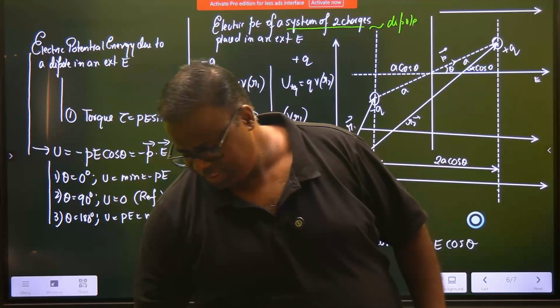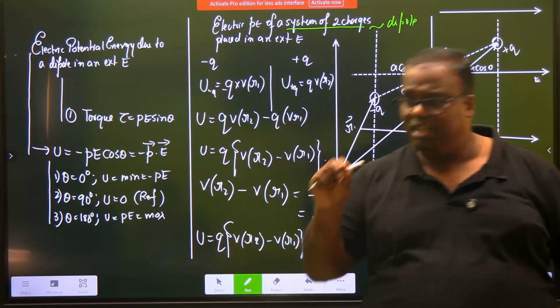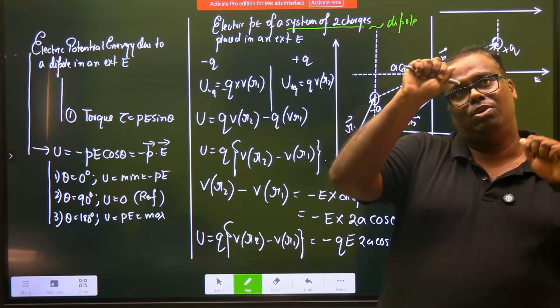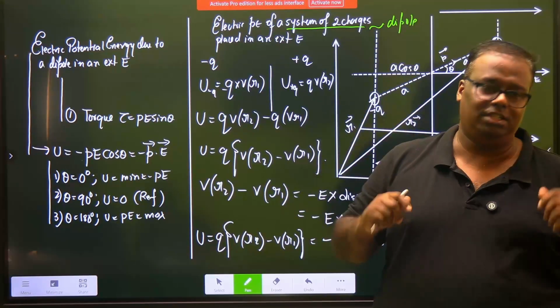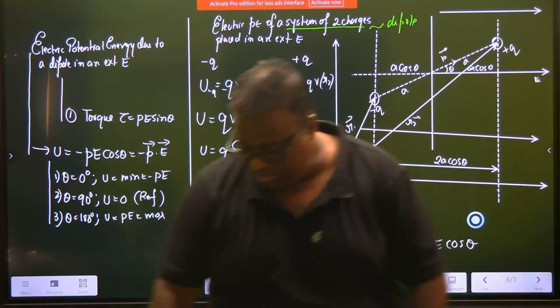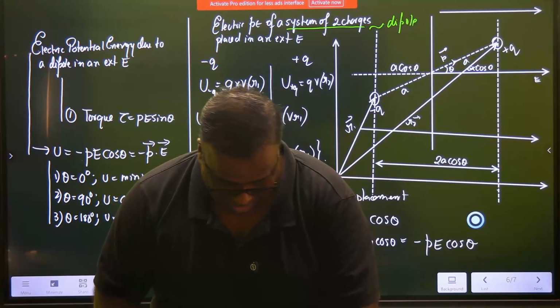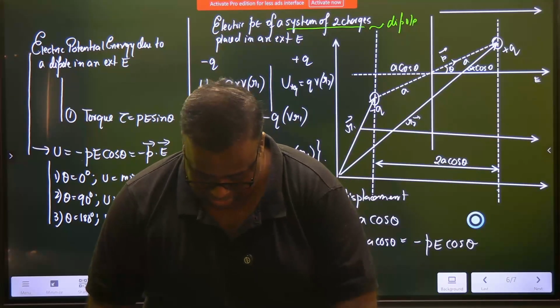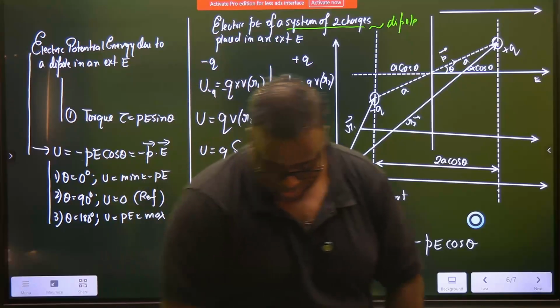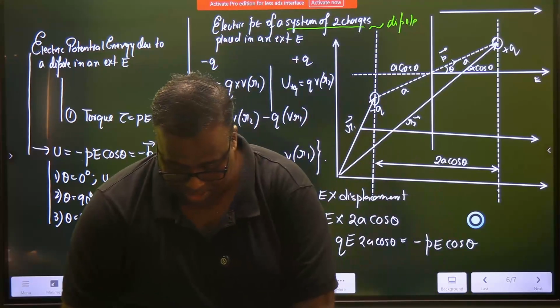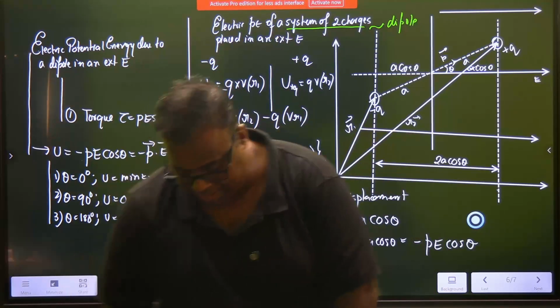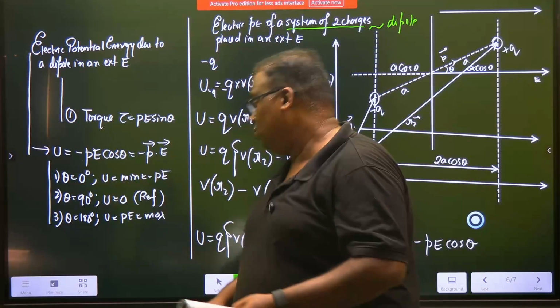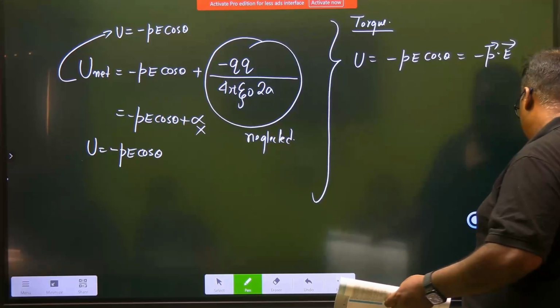And we always calculate it by giving an external torque. External torque should be equal to internal torque, and then integrate it and find the expression. Based on that, we have one small problem. After that, all this potential part ends in your chapter, and we will move into conductors, dielectrics, polarization and capacitance. So let's see one problem.